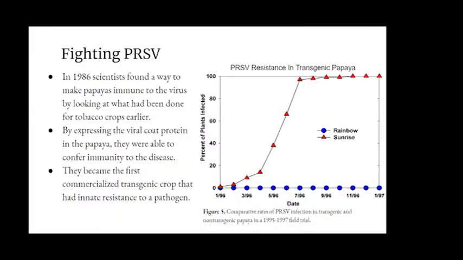In 1986, scientists found a way to make the papayas immune to PRSV, and they did this by looking back on what had been done earlier in tobacco crops. By expressing the coat protein of the virus affecting tobacco in the crops, they were able to confer immunity to the tobacco. So the scientists looking at PRSV in papayas did the same, and by expressing the coat protein of PRSV in papayas, they conferred immunity to the disease. These papayas became the first commercialized transgenic crop with innate pathogen resistance.